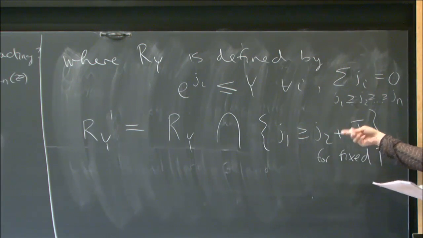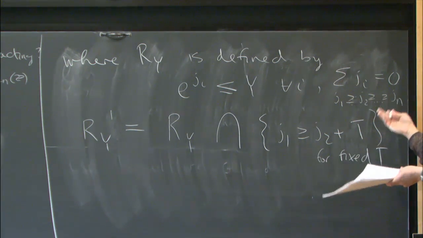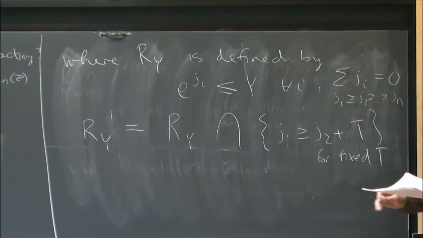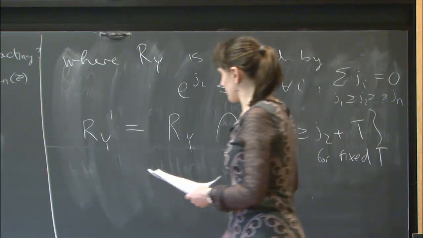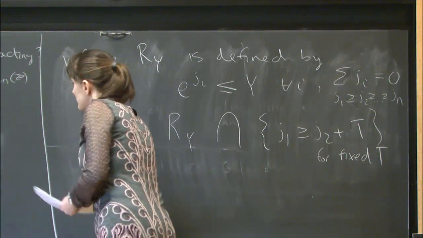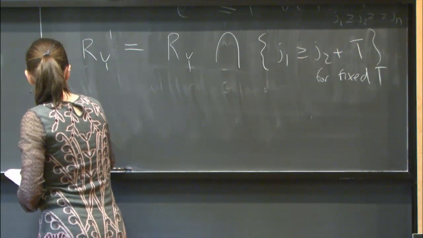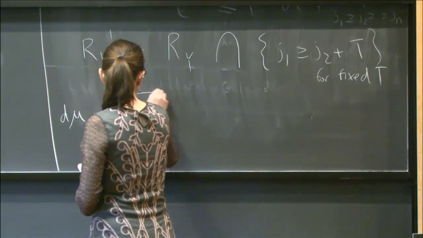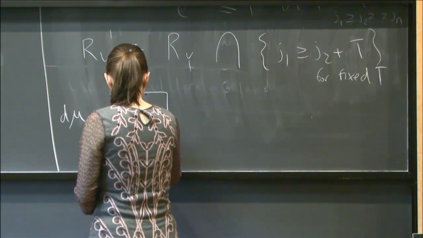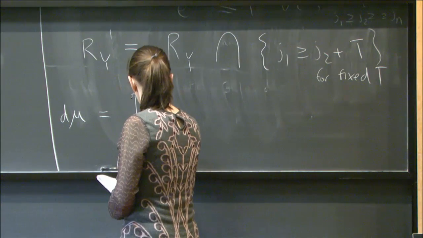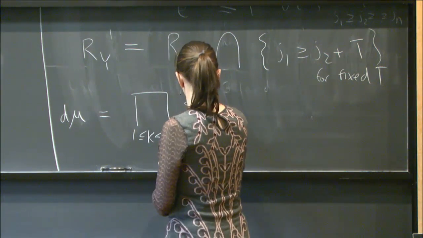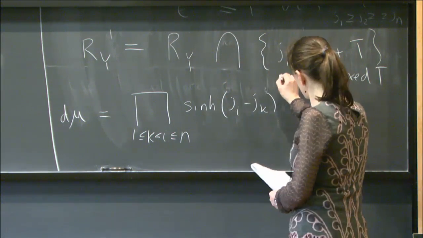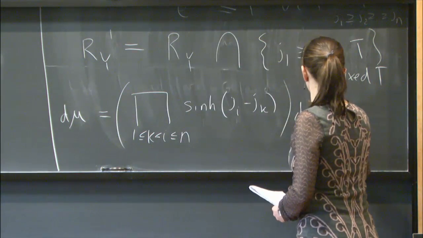Right, because this is exactly what it means for e^(j_2) over e^(j_1) to be less than this epsilon squared. You just fix some t depending on that epsilon. Okay, and what is μ? This dμ is Haar measure on SL_n(R), and let me write down what that is really quickly as well. This is the product over k less than i between 1 and n of sinh(j_i minus j_k), dj_1 through dj_n.